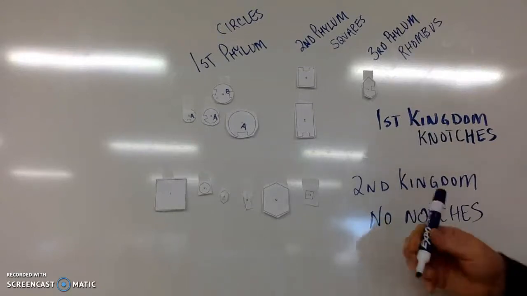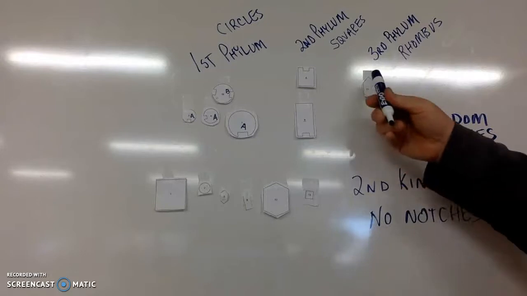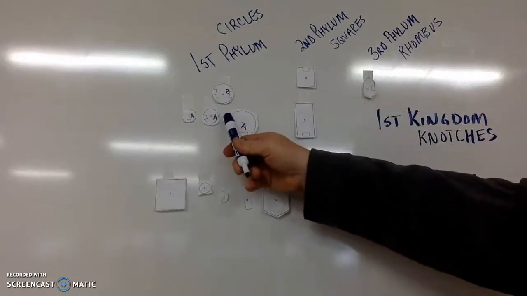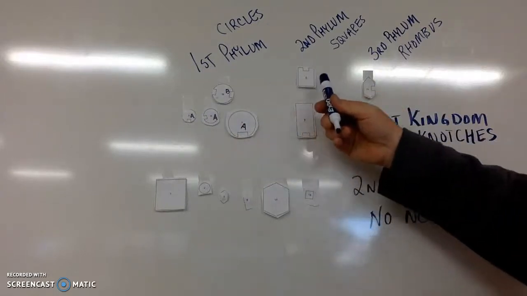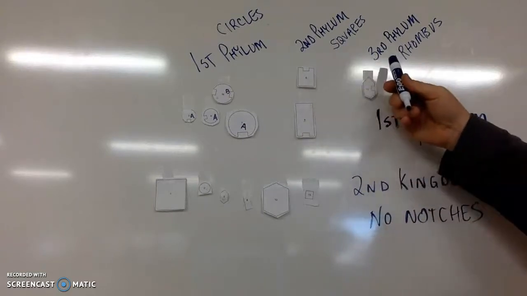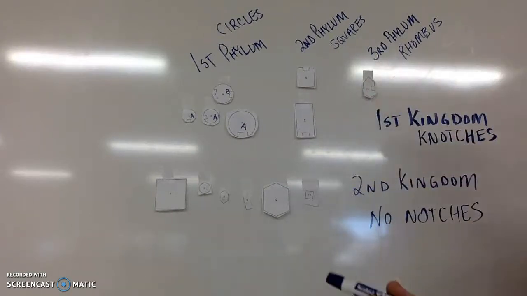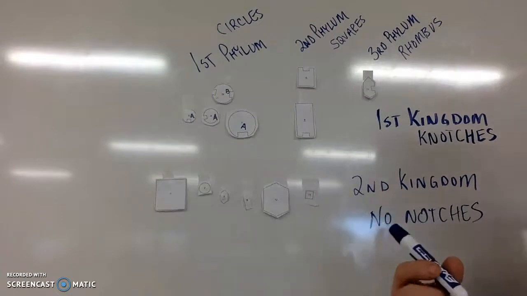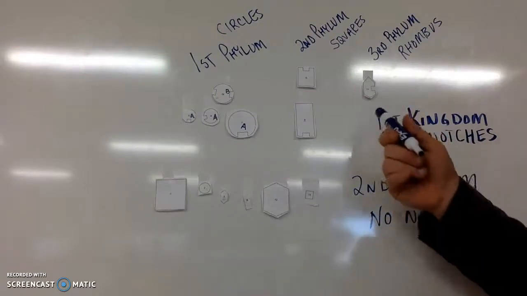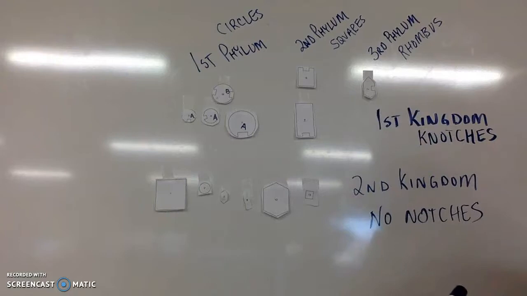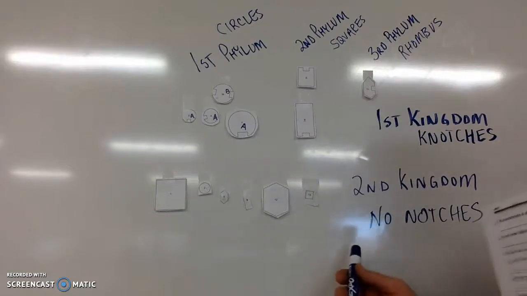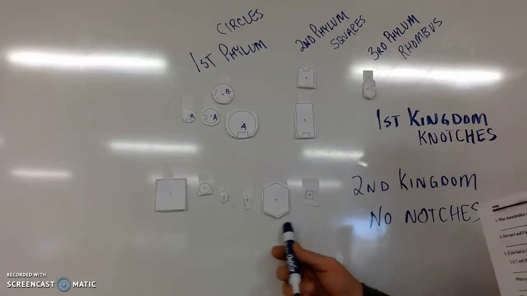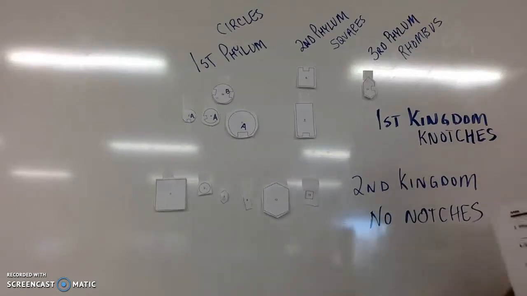There's no notches. Within kingdom 1, we have phylum 1, which is the circles, phylum 2, which is the squares or rectangles, and phylum 3, which would be the rhombuses. And I hope I have that terminology for a six-sided figure or hexagon, oddly shaped thing like that. I hope I have that correct. I wouldn't want to say that wrong. So maybe one of you will correct me on that. And down here, then we have no notches.